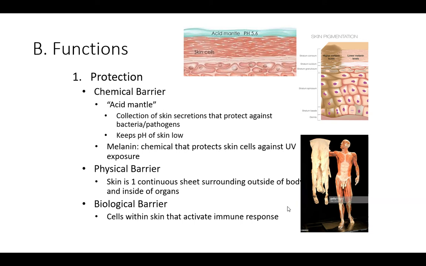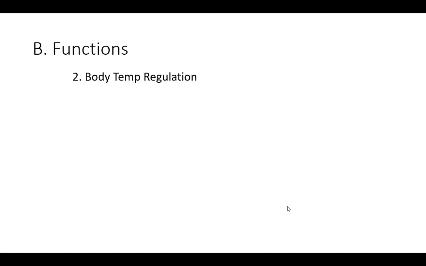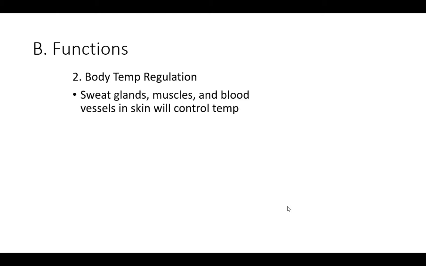Last thing in protection, your skin acts as a biological barrier, which means that there are cells within your skin that can function, that the cells are the living components of the biological barrier that activate our immune system. And so protection is offered then by proxy by our immune system. Second function of the integumentary system is body temperature regulation.